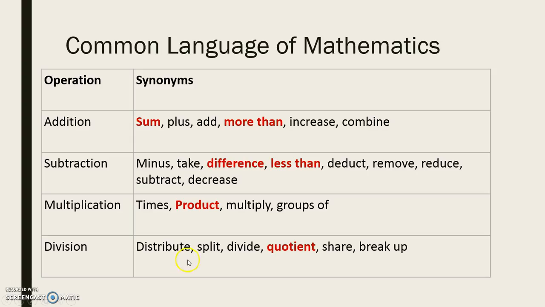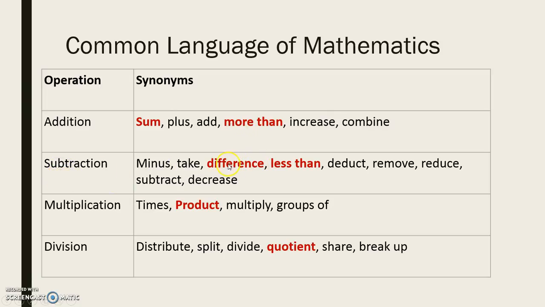So before we begin, there's certain things that we need to understand, and that is the language of maths itself. So we have our four basic operations here: addition, subtraction, multiplication, and division. Each of those have certain synonyms or words that mean the same thing. So for addition, we have sum, plus, add, more than, increase, combine. The ones in red are the ones that are more commonly used.